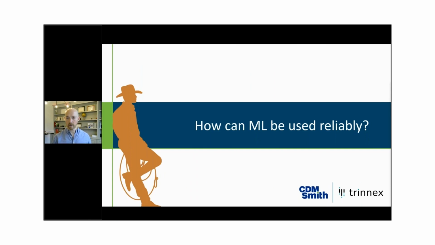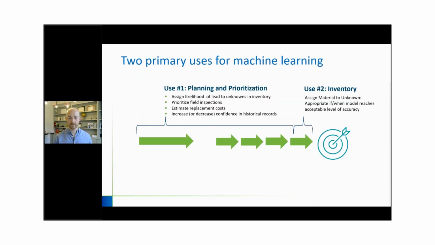Now that we've talked about what it is, how can we use it reliably? So there are two primary uses. So beginning at the initial stage, we do some planning and prioritization. So we have the model and we can start to prioritize for field inspections. We can estimate replacement costs. We can get sort of that global view of how many lead lines we might have. We can do a sanity check on our historical records.